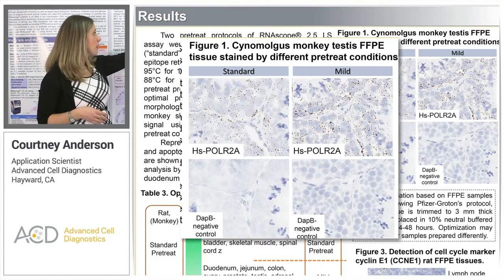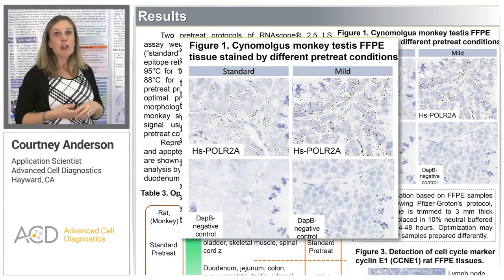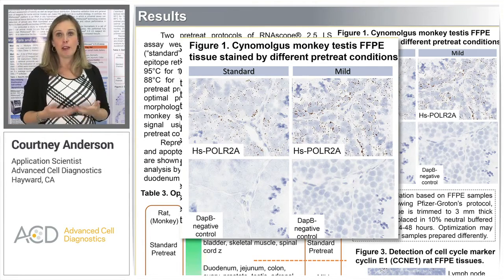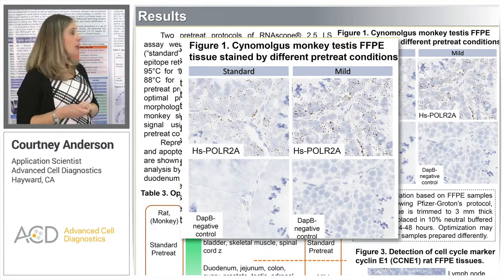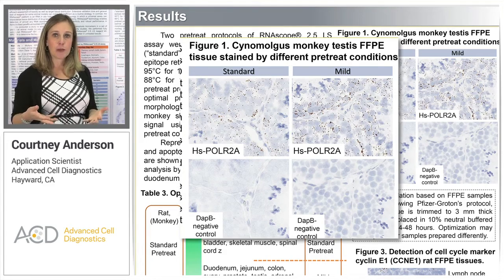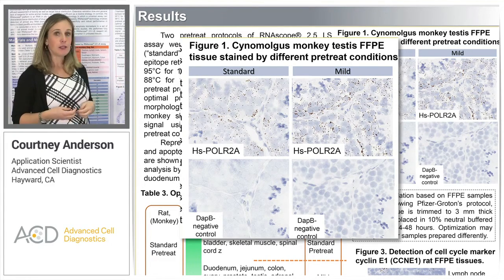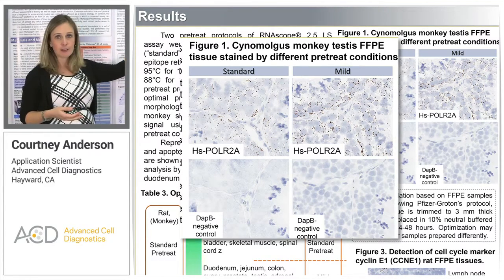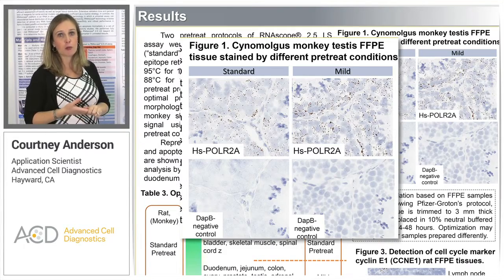With the standard pretreatment condition, we start to lose morphology. So for this type of tissue, we would recommend the mild pretreatment. In general, we recommend the standard pretreatment condition, but we have some exceptions. As I've shown here, the monkey testes is an exception where the mild pretreatment is preferred.